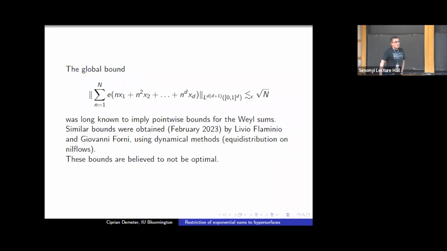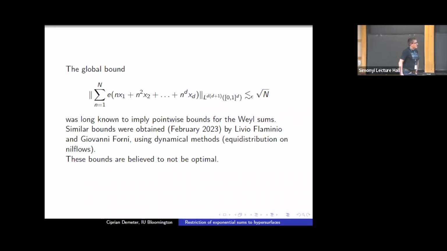All right, now I talked about global bounds so far, right? So what happens if you give an exponential sum and you integrate that sum on the torus? You could ask the question at the opposite end of the spectrum: what happens with the pointwise value of these exponential sums? Look at the individual points now, individual x's, and can you tell how large the sum is at that point?